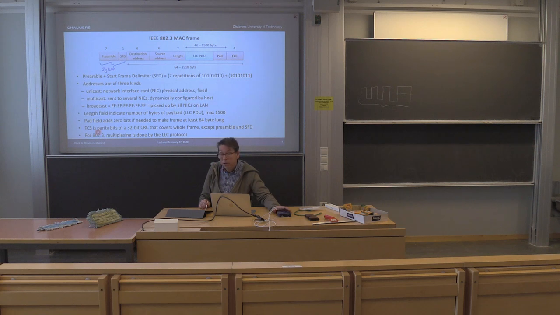Then the frame checksum here is a 32-bit CRC. So these are the 32 bits that we get out as parity bits from a CRC. And the CRC covers the whole frame except the preamble, so these bits are never used in order to produce the CRC, which is quite reasonable because we don't care about these bits. We know what they are already. But we care about the destination, source address, and every other bit here.